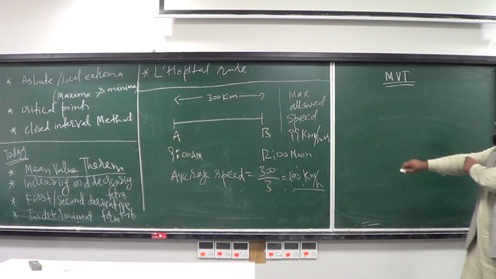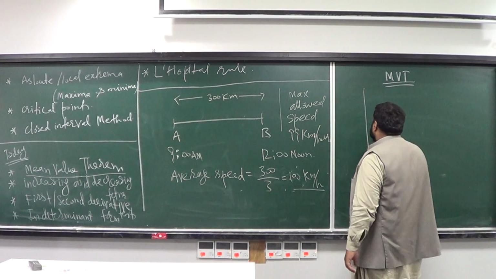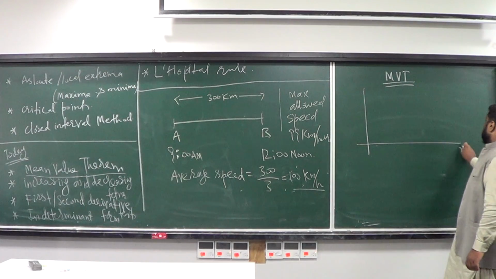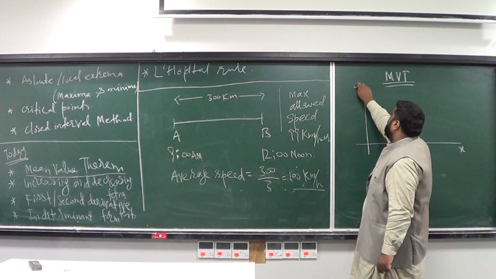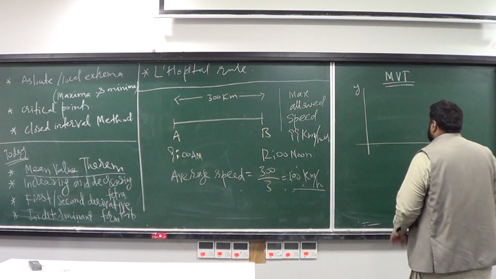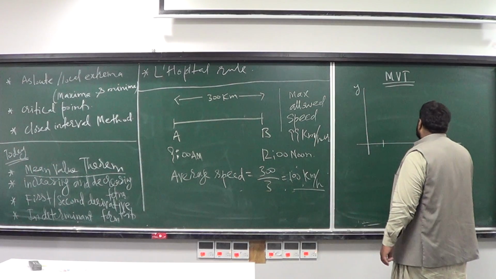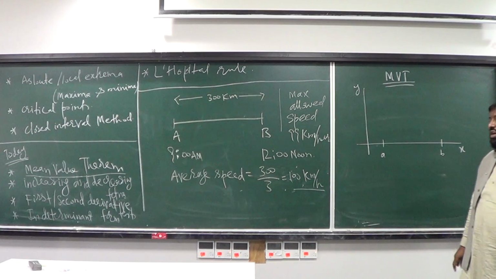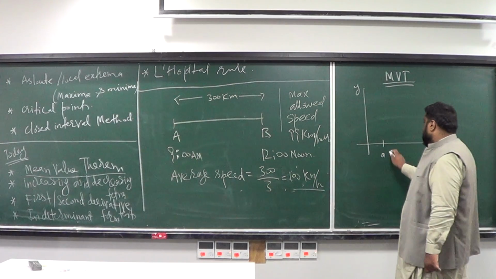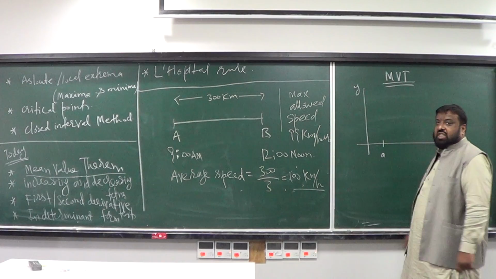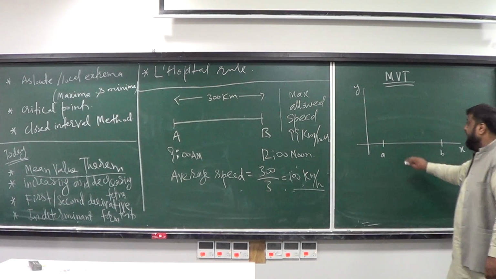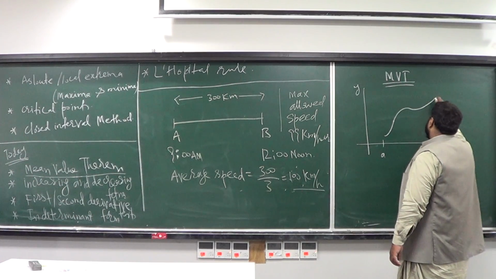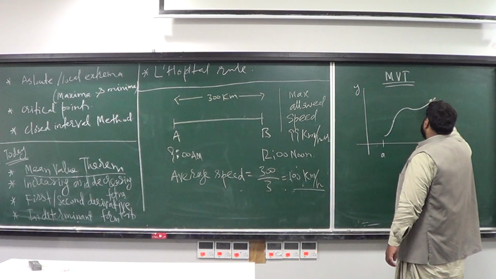Okay, let's start with an intuition. Imagine you have this x-axis and y-axis. Okay, and imagine you have a continuous function that is defined on a closed interval a to b. Okay, so I have a continuous function that is defined over a closed interval, and that looks like this actually, something like that.